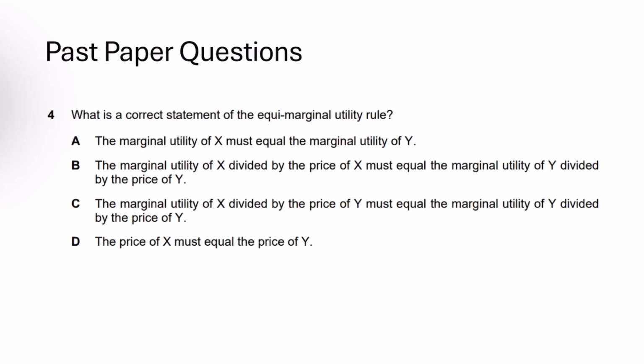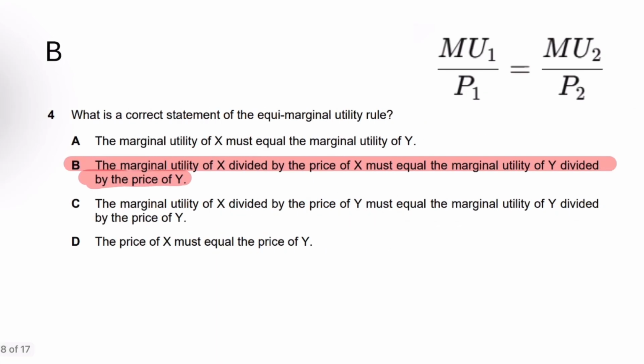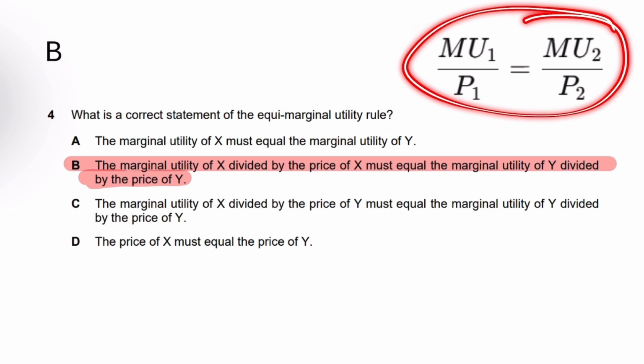Okay, time is up. The correct answer is B. The marginal utility of X divided by the price of X must equal the marginal utility of Y divided by the price of Y. And we can see that through this previous formula we spoke about before.